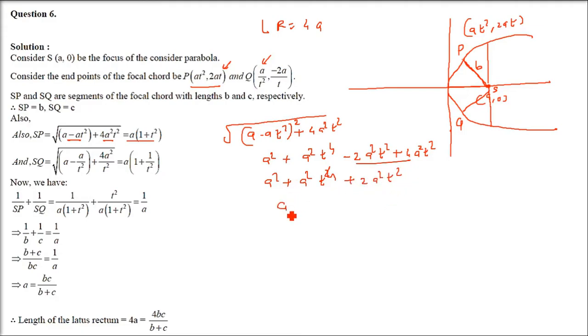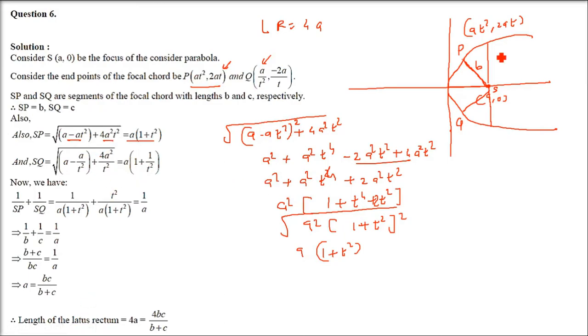So now you can take a square common. You get 1 plus t to the power 4 plus 2t square. This is 1 plus t square whole square, and these are under root. So a and 1 plus t square will come out. So ultimately SP is a into 1 plus t square, and the same thing you are going to do with SQ.